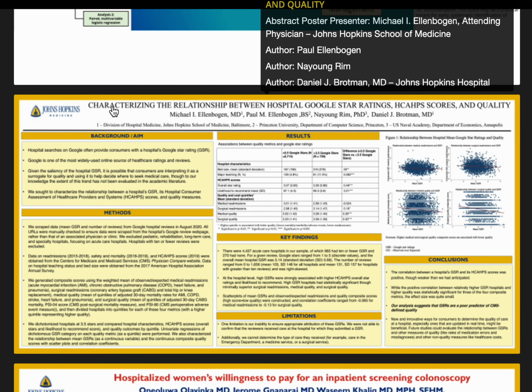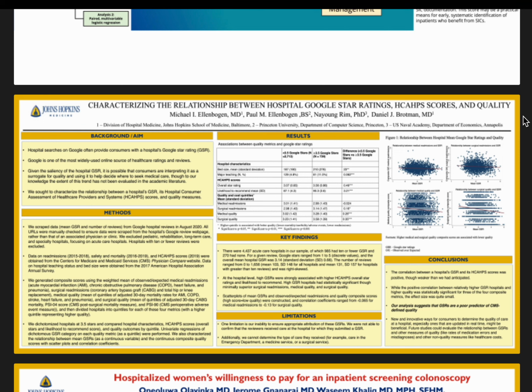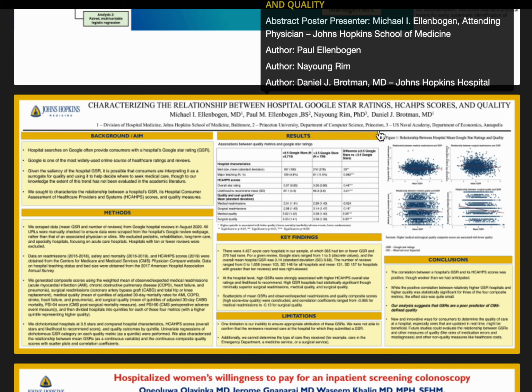Next one, characterizing the relationship between hospital Google star ratings, HCAHPS scores, and quality. And this one seems complicated, but these star ratings that are mentioned here are very important for hospital systems. And if you get to understand this and somehow use these HCAHPS scores or quality metrics in one of your studies, or you convey that quality metrics or scores are important, and you somehow did this in Chile, Peru, Bolivia, wherever your country is, then we are looking at a person that, oh, he knows how to do this. Let's bring him here, and he can do the quality improvement projects that we have in mind.